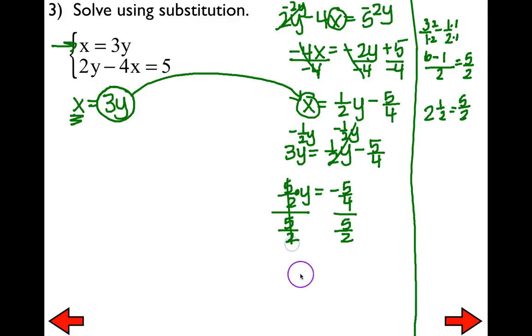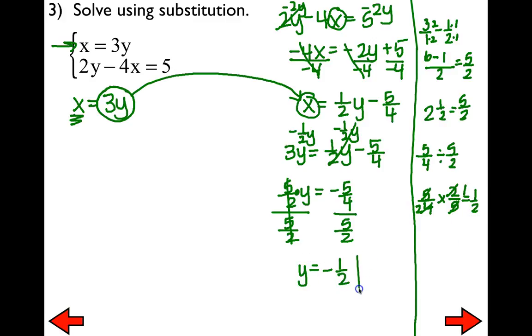So this is going to cancel out, leaving me with y equals a negative. Let's do 5/4 divided by 5/2, which essentially is 5/4 times 2/5. You're going to notice here the 5's cancel each other out. Here you can divide both by 2. 2 divided by 2 is 1. 4 divided by 2 is 2, which leaves us with 1/2. So our answer is y equals negative 1/2.